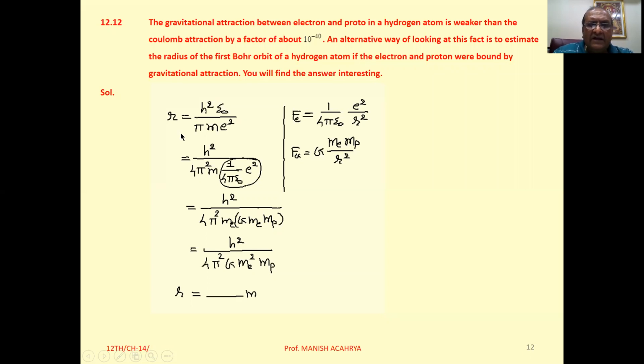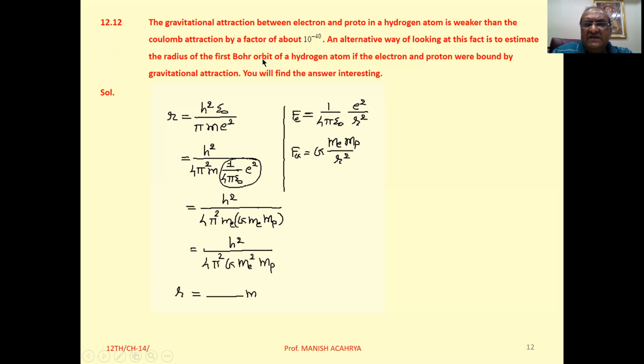See here. r is h² ε0 upon π m e². So here take this ε0 from the denominator to the numerator, and then multiply and divide the denominator by 4π. So we will get 4π² m × 1 upon 4π ε0 e². Okay. Now, the Coulomb force is 1 upon 4π ε0 e² upon r². Gravitational force is G me mp upon r². Now, if we take the ratio of these two, then r² will be cancelled.